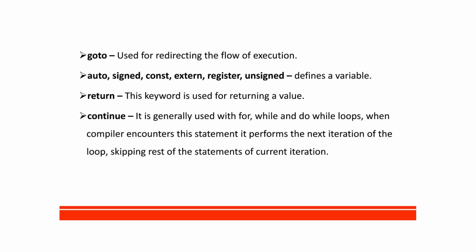int. The int keyword is used in a type declaration to give a variable an integer type. In C, the integer variable must have a range of at least negative 32,768 to positive 32,767.